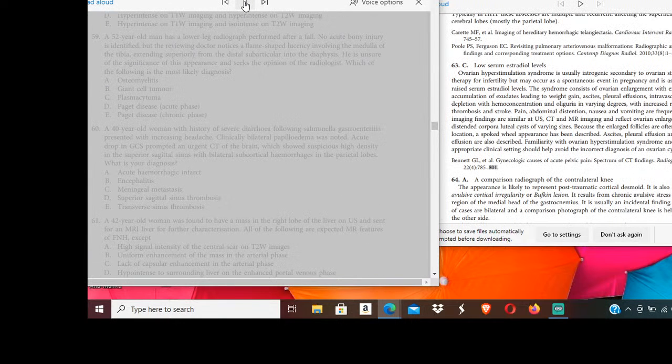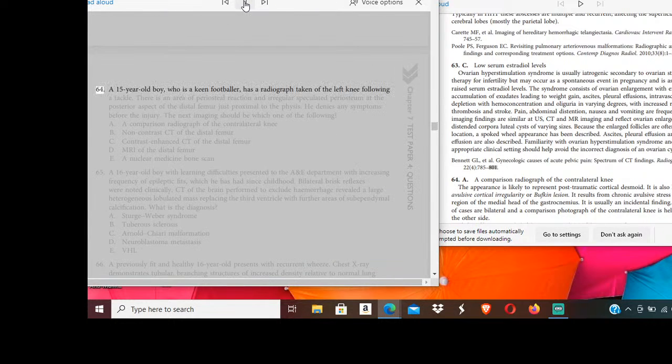Chapter 7. Test paper 4, questions. 64. A 15-year-old boy, who is a keen footballer, has a radiograph taken of the left knee following a tackle. There is an area of periosteal reaction and irregular spiculated periosteum at the posterior aspect of the distal femur just proximal to the physis. He denies any symptoms before the injury. The next imaging should be which one of the following? A. A comparison radiograph of the contralateral knee. B. Non-contrast CT of the distal femur. C. Contrast-enhanced CT of the distal femur. D. MRI of the distal femur. E. A nuclear medicine bone scan.